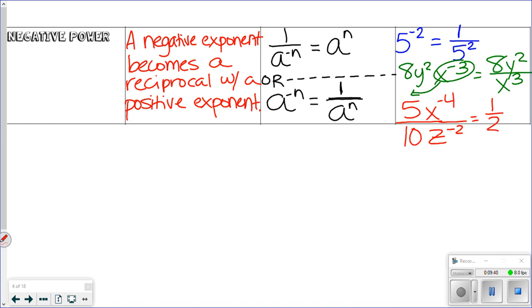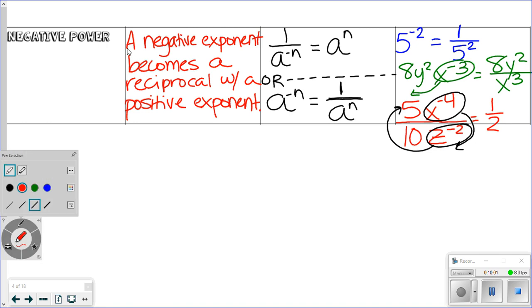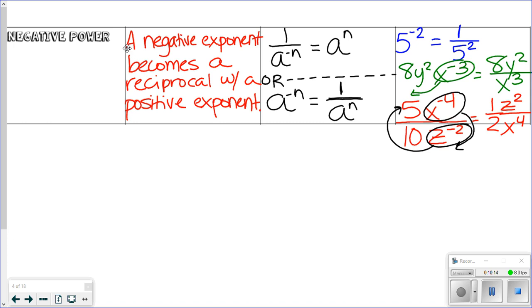And then these exponents cannot be negative. So think about this being unhappy and it's living upstairs. We want to move it downstairs and make it happy. This is unhappy and it's living downstairs. We're going to move it upstairs and make it happy. Turn them positive. Okay, so in the numerator now, upstairs, we have z squared, make it positive. And then in the denominator, we have x to the 4th power, make it positive. So we just have to move them around.